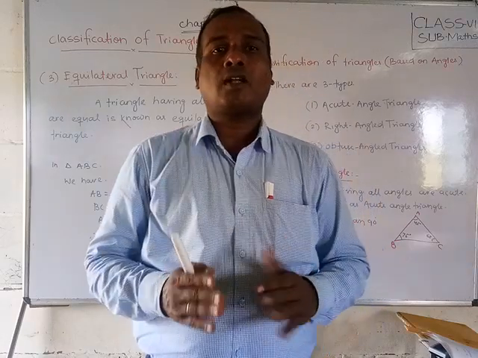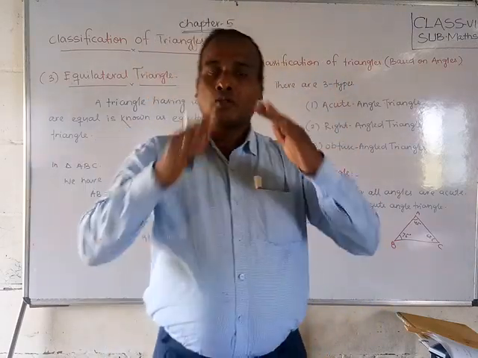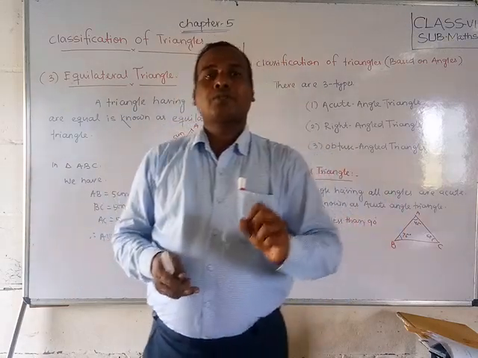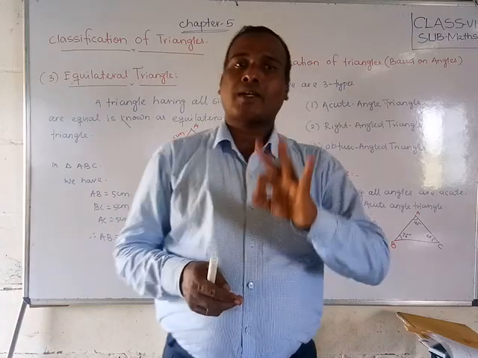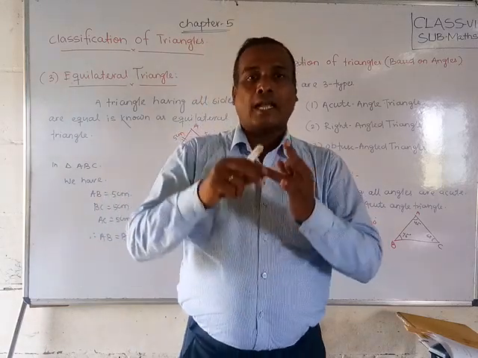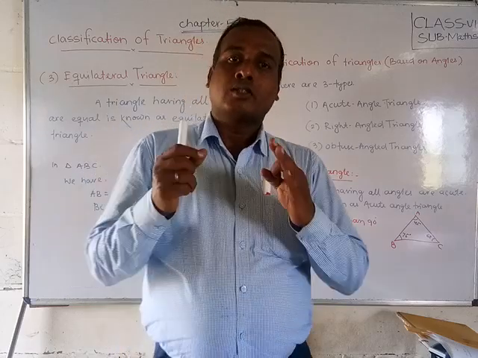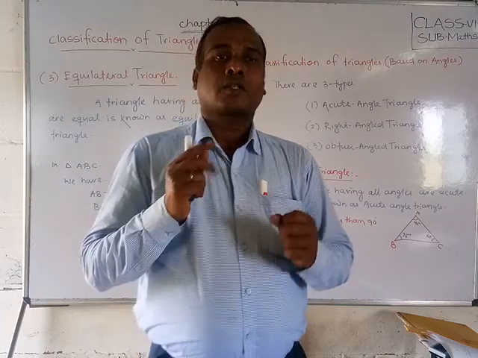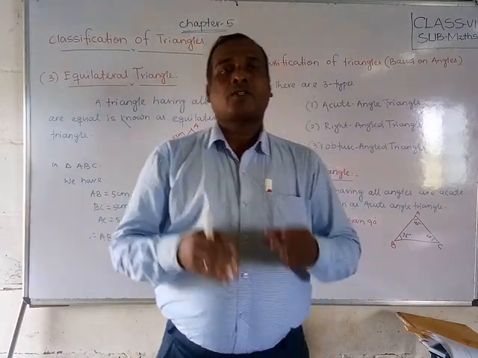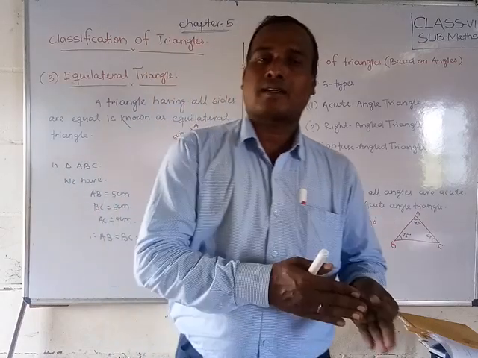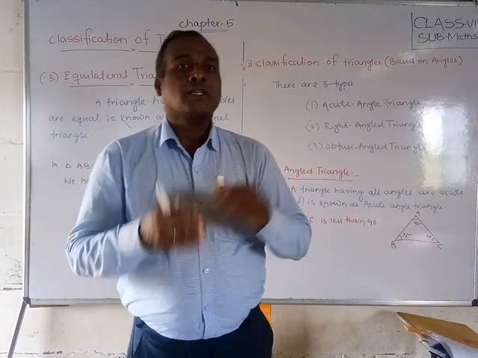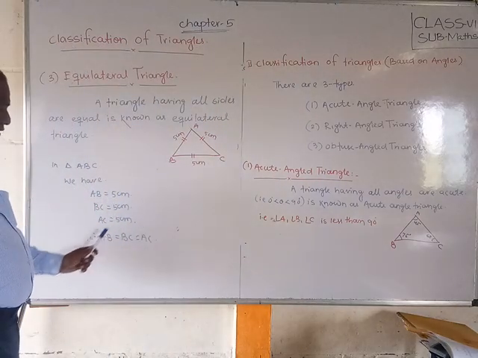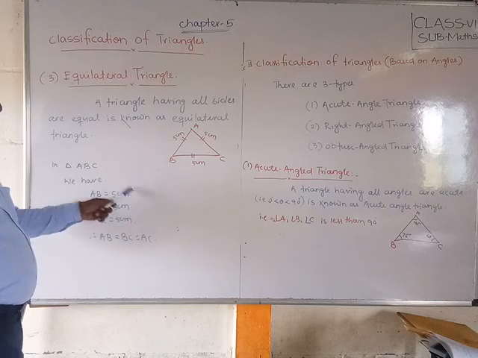If two sides are equal, that is an isosceles triangle. If no sides are equal, that is called a scalene triangle. Do you remember, friends? According to their sides, triangles are classified into three types: scalene, isosceles, and equilateral. Scalene means no two sides are equal, that means all sides are different. If two sides are equal, it is an isosceles triangle. If the three sides are equal, it is an equilateral triangle. So AB is equal to 5, BC is equal to 5, AC is equal to 5, so AB is equal to BC is equal to AC. Three sides are equal.